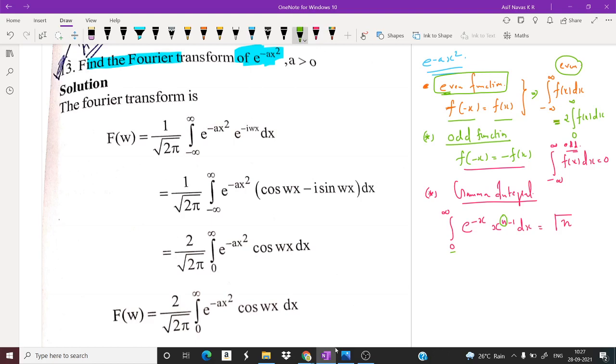So the integral from 0 to infinity of e raised to minus x times x raised to n minus 1 dx is gamma n. Also, note down that gamma 1 by 2 is root pi; this value you have to remember. There are also some properties: gamma n equals n minus 1 factorial when n is an integer, or gamma n is equal to n minus 1 into gamma n minus 1, which is a recurrence formula. This is what we call the gamma integral.